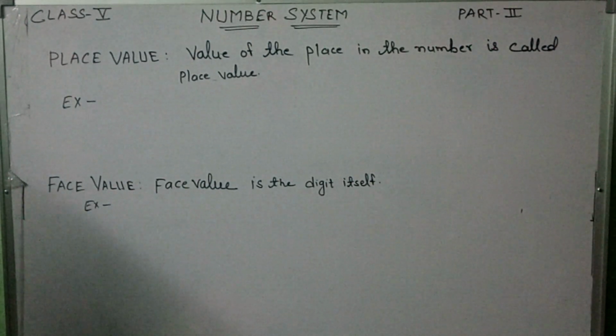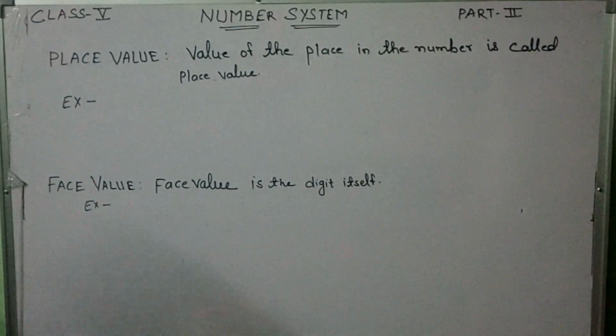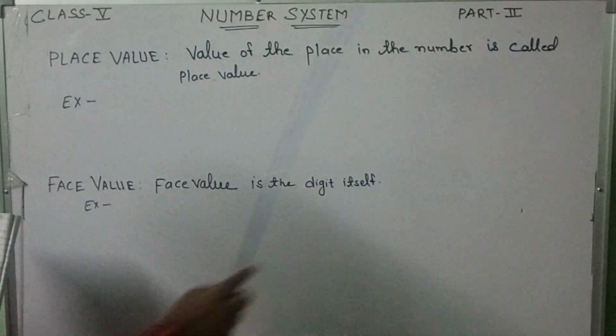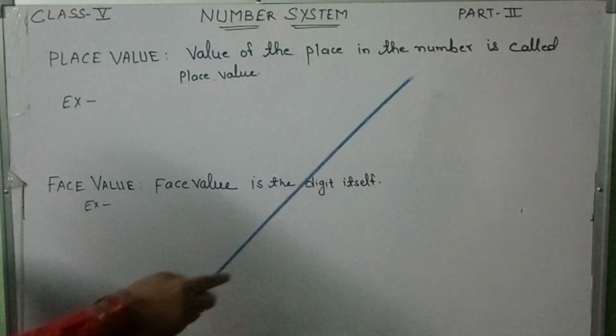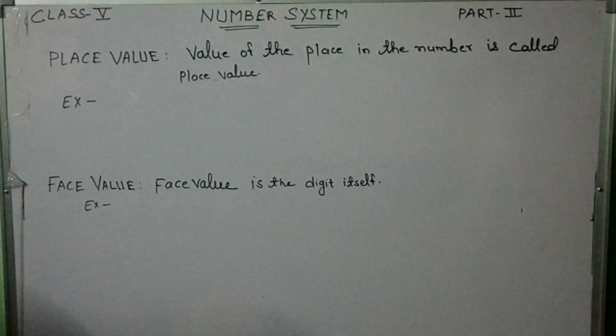Place value means the value of the place in the number. The value of the place in the number is called place value. Let us take one example.